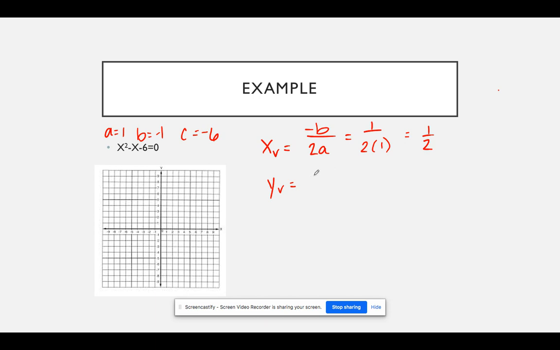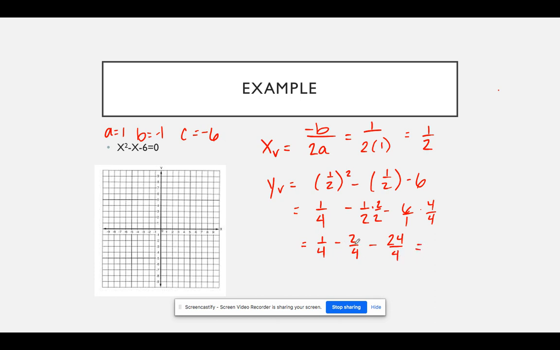For the y-coordinate of the vertex, we plug in that 1/2. So we've got 1/2 squared minus 1/2 minus 6. And we could type this into our calculator, or we can square that fraction. That's 1/4 minus 1/2 minus 6. And then we need to go ahead and get common denominators. So here we'd have to do a 2 over 2. This is 6 over 1, so we need a 4 over 4. So this would really be 1/4 minus 2/4 minus 24/4.